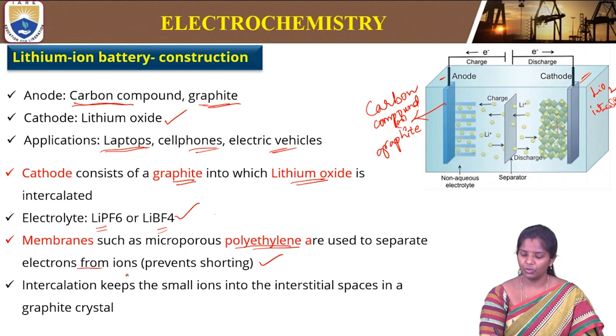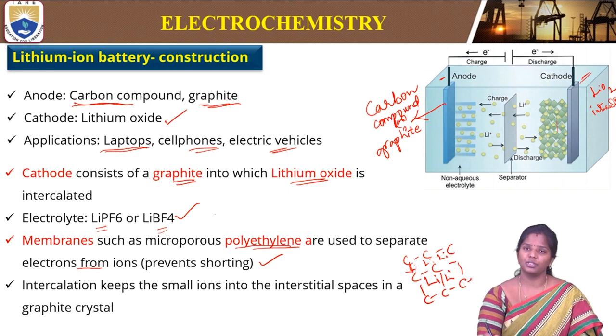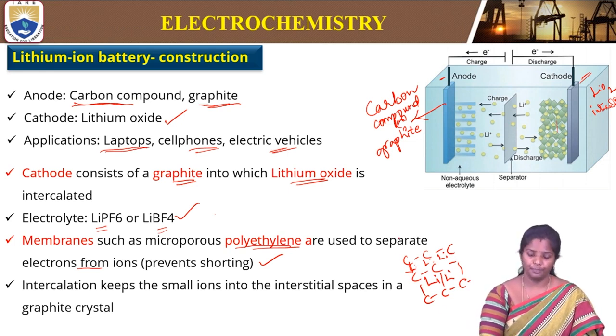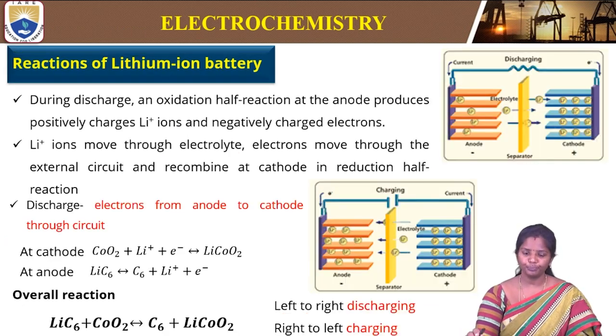So this intercalation, what I said before, is the intercalation. For example, if we have a carbon chain like this in the graphite, there will be lithium ions present in between. So these are intercalated in the interstitial spaces of the graphite sheets. So this will keep the smaller ions in the interstitial spaces of the graphite crystal. So this graphite crystal contains lithium ions that are active in moving. So these are some of the reactions that will take place.